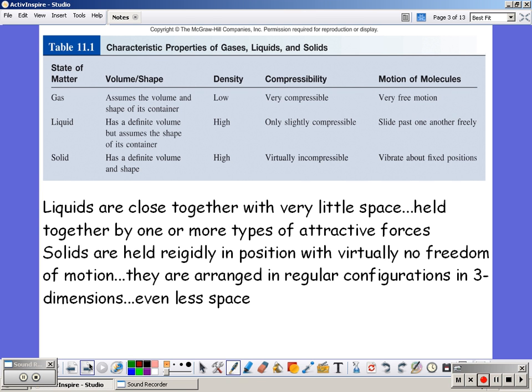Solids, however, are held rigidly in position with virtually no freedom of motion. We say they just vibrate in place. They are arranged in regular configurations in three dimensions and have even less space between them. So they have a definite volume because they're in a fixed, rigid state, and they have a fixed shape. They typically have a higher density than liquids and gases. The one exception there is water. Solid water is actually less dense than its liquid. Solids are also virtually incompressible because the molecules are so tightly packed. Again, the molecules just sit and vibrate in a fixed position. So they are moving, but they're in a fixed position.